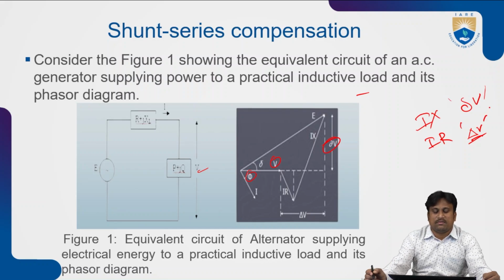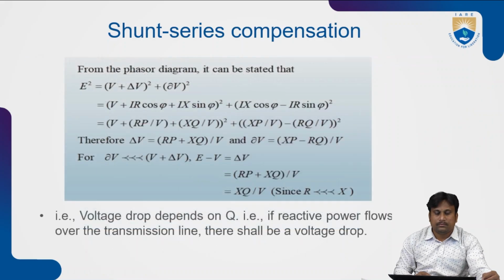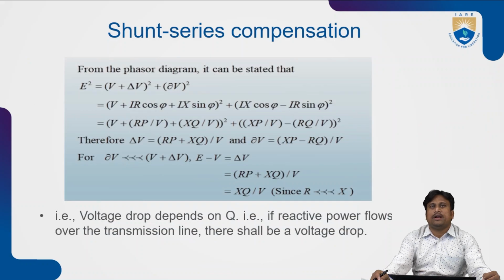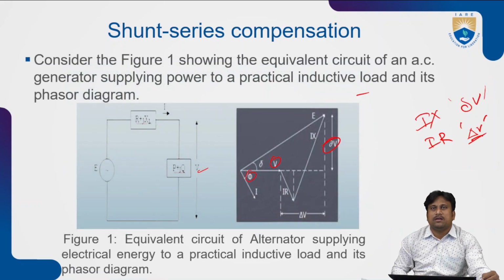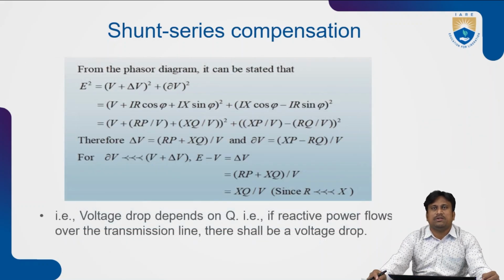So this is the equivalent circuit of an alternator supplying electrical energy to a practical inductive load, and this is the suitable phasor diagram. Here is an important relation from the phasor diagram: the source voltage E squared equals the quantity source voltage V plus the change in voltage delta V, whole squared, plus delta V, whole squared.